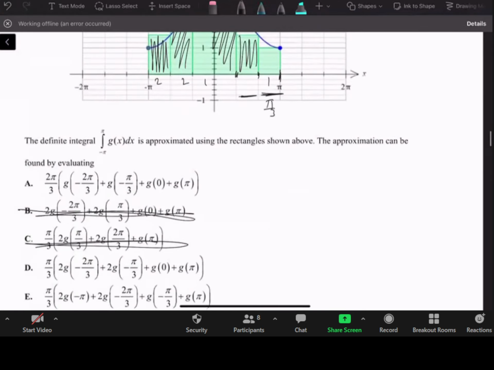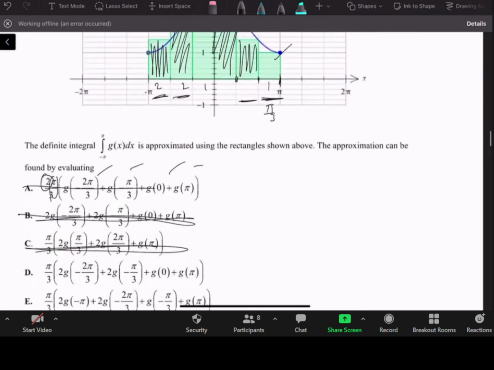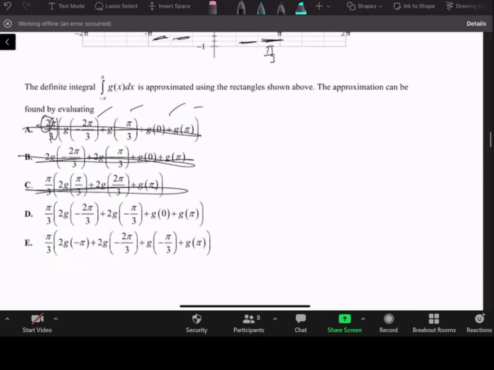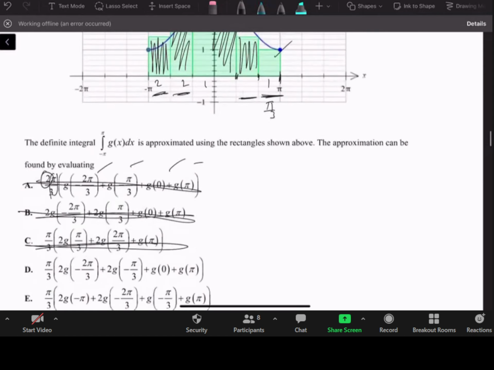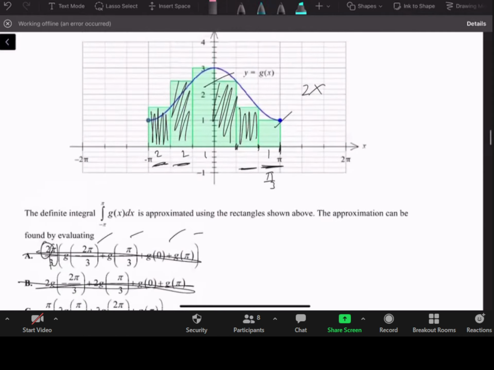And A is wrong too because it has pi on 3, but it's multiplied by 2, meaning it's multiplying each of these areas, so some of these boxes, by 2. But we know we only need the same boxes for 2 of these, so you know A is wrong. So then you're left with D and E, and you just have to find which one has chosen the correct boxes to multiply by 2.